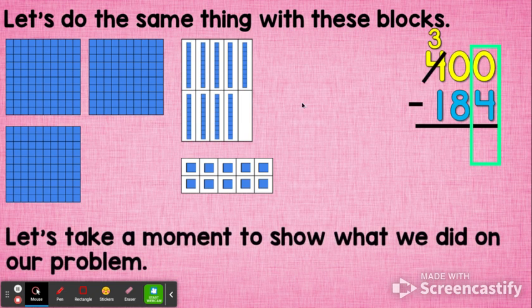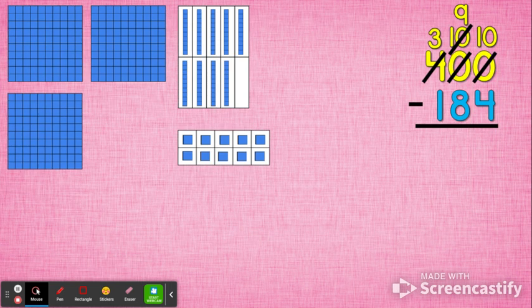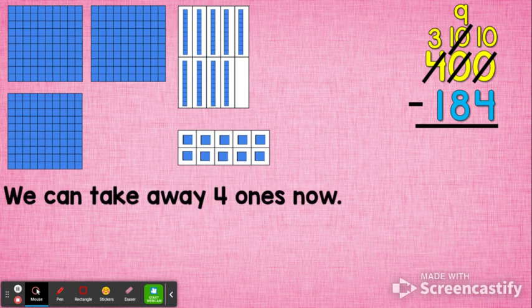So I no longer have 400s, I have 300s. I took that 100, broke it apart, and turned it into 10 tens. But then I broke apart one of the tens, and now I have 9 tens and 10 ones. We can take 4 ones away now. That leaves me with 6 ones. So 10 minus 4 is equal to 6.